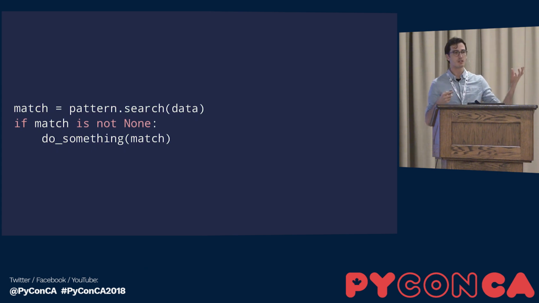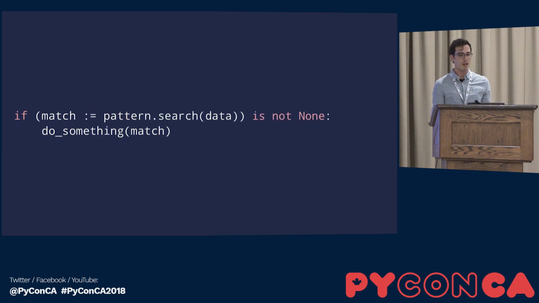What happens here is match is always going to exist farther down. As you continue past this if conditional, match is still going to be there. And it's kind of a little bit annoying, right? You only need match inside of that expression, but it's sitting outside of it. So with the Walrus operator, you can do this. Match := pattern.search(data). It's all within the conditional, and you can only use it within the conditional there as well.